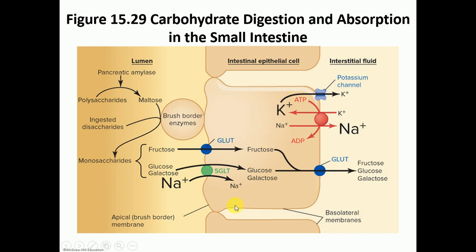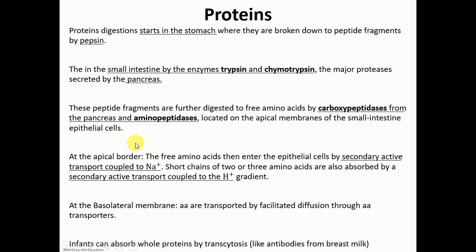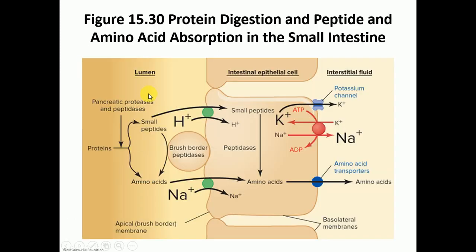This right here is the intestinal cell, and this is the interstitial fluid. This is known as your apical or brush border membrane, and here is your basolateral membrane. Again, this is the lumen of the small intestine, where all of the chyme is passing through, and this is where we need to absorb those sugars and transport them into the bloodstream.